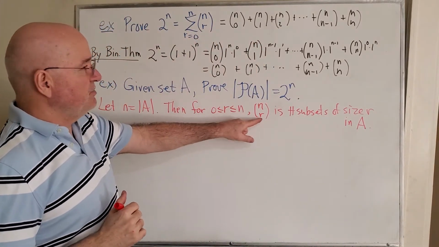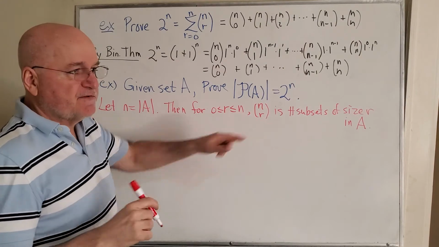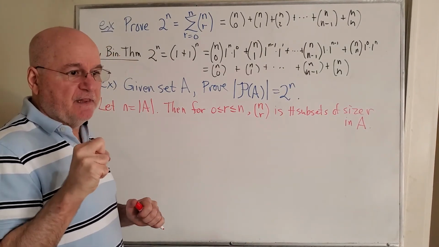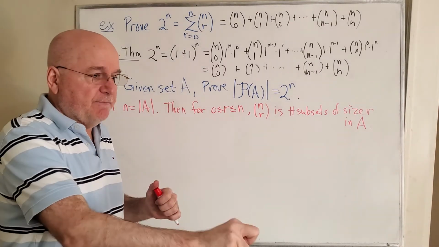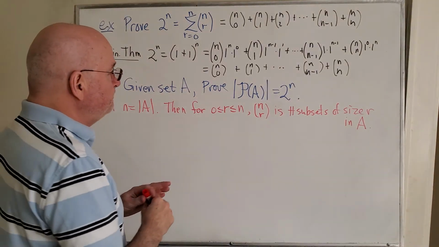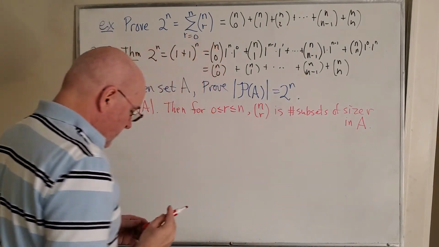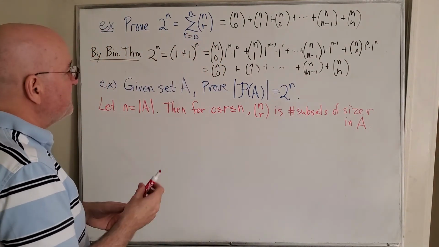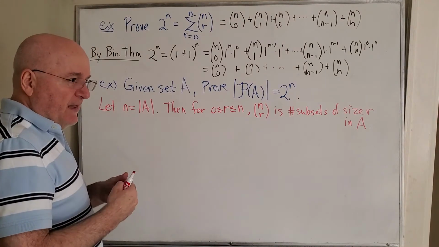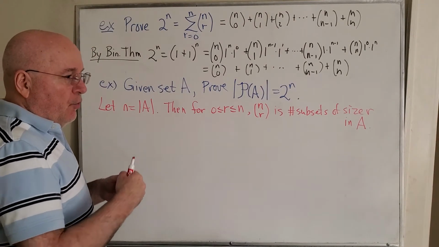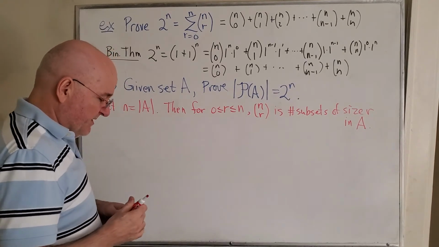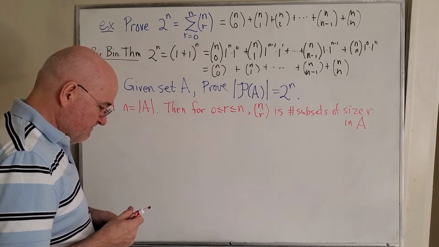How many ways can I choose r elements? Say r is 5. How many different ways can I choose 5 elements? That's exactly, I'm choosing one subset every time I do that. So n choose r is the number of subsets. So every subset of A has either 0 elements, it'd be the empty set, or 1 or 2 or 3, all the way up to the number of elements in the set A.